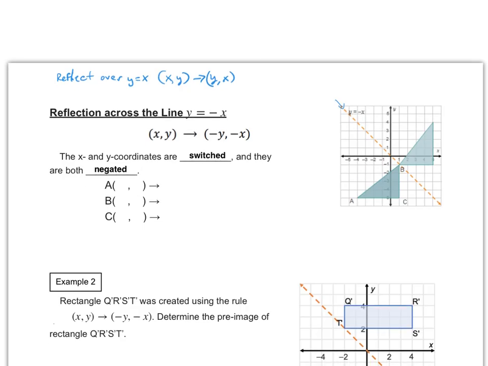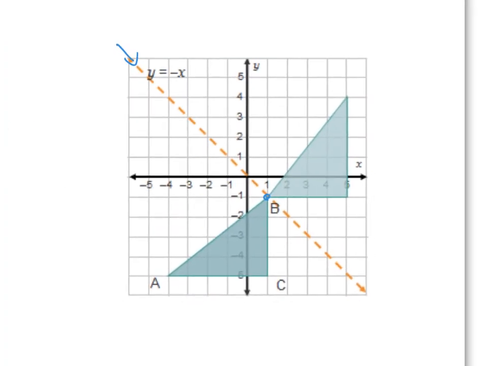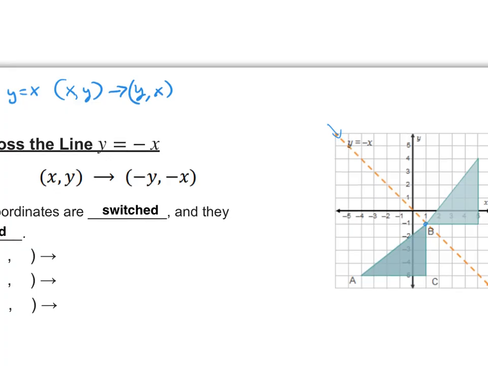So with that, let's look at what's going on. This is my mapping. Just looking at our mapping, my x and y values are going to switch, right? (x, y) will be (y, x), and they're also going to change signs. So this is when y equals negative x, and this is the line of reflection right there. So just keep that in mind as we look at this.